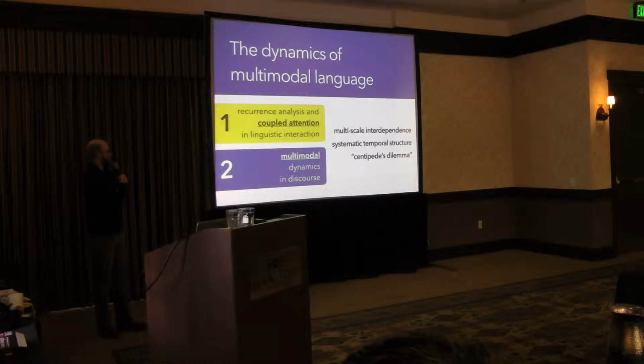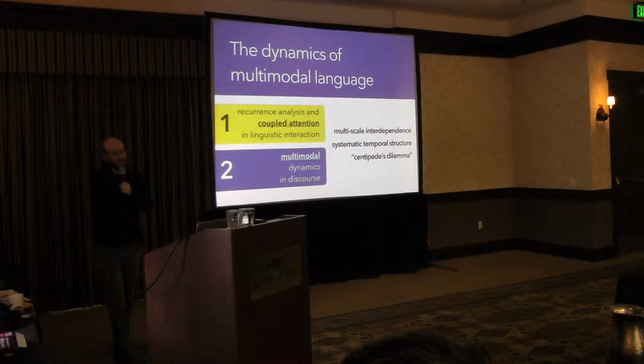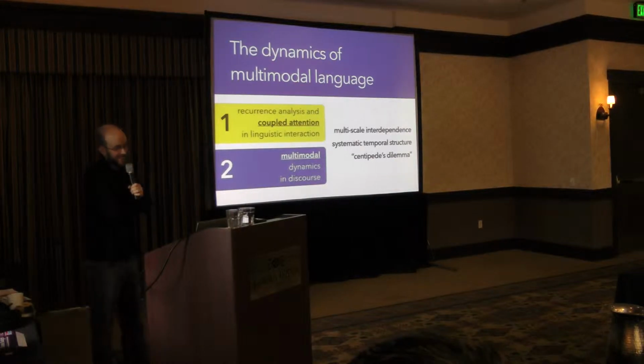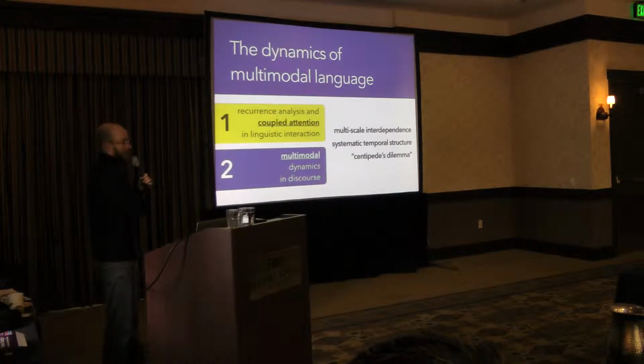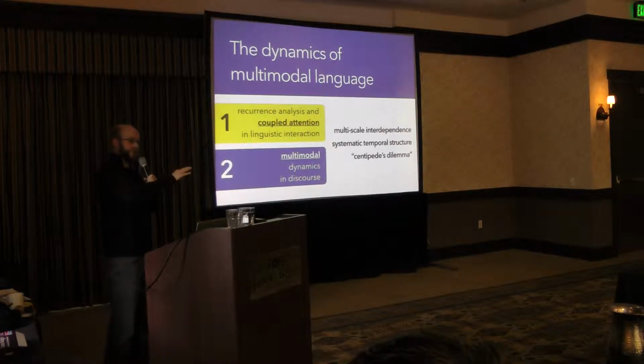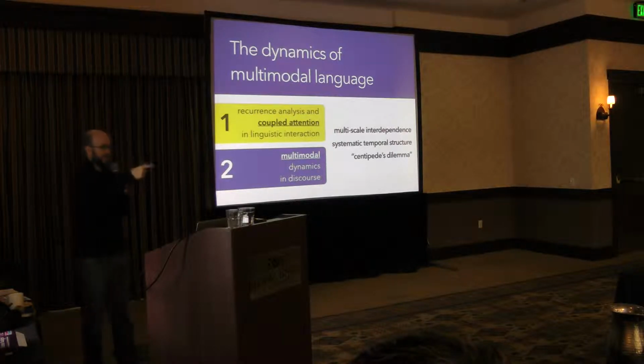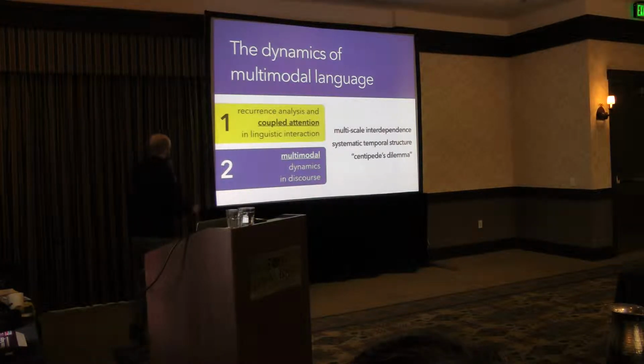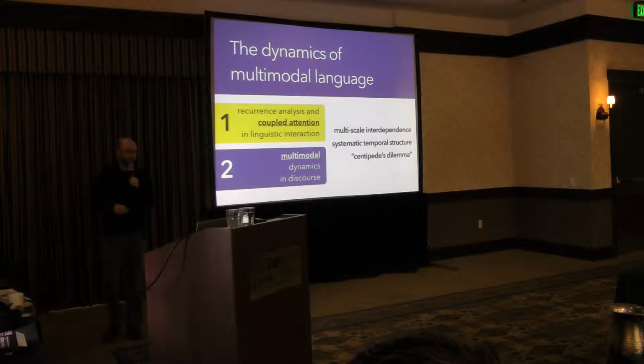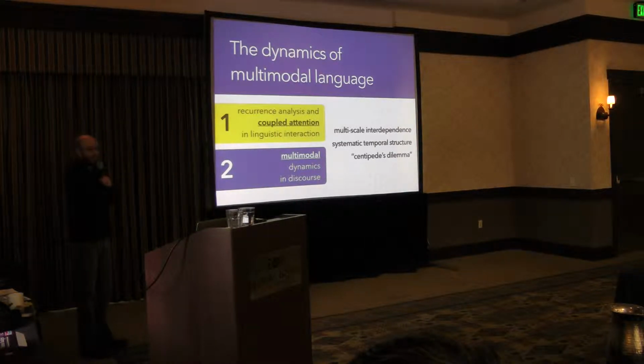One is using this method called recurrence analysis that I described. It's a very simple technique, the way that we use it at least, to look at coupled attention between persons, to do just what I described. We're going to look at the dynamics of visual attention between two people and how that coupled attention reflects higher level linguistic interaction. And then following that, I'm going to talk about a study with Max Laursa on the multimodal dynamics that hold in discourse.